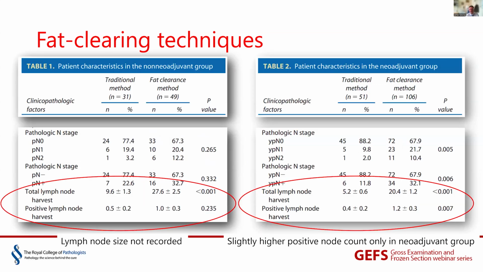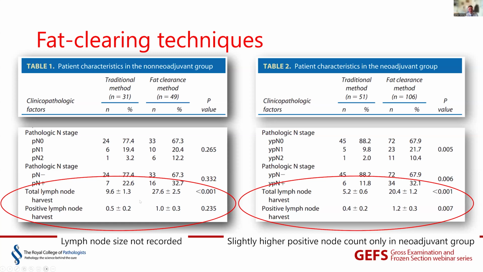And you can see here, you've got two groups of patients. On the left, table 1, patients who hadn't undergone neoadjuvant therapy, patients on the right, table 2, who had undergone neoadjuvant therapy. You can see in both cases, you can compare the traditional method with the fat clearance method here and over here. They found many more nodes, you can see, which are a significant number of additional nodes within both of these samples.